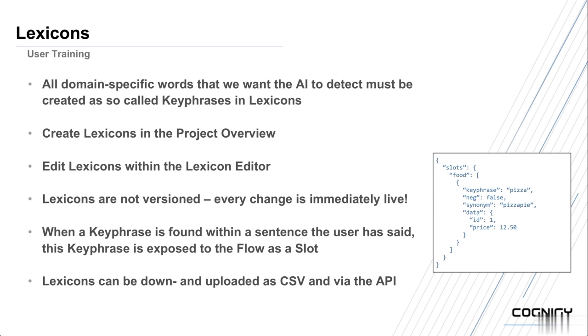When a key phrase is found within a sentence the user has said, this key phrase is exposed to the flow as a slot. Lexicons can be downloaded and uploaded as CSV files and can be created via the API.